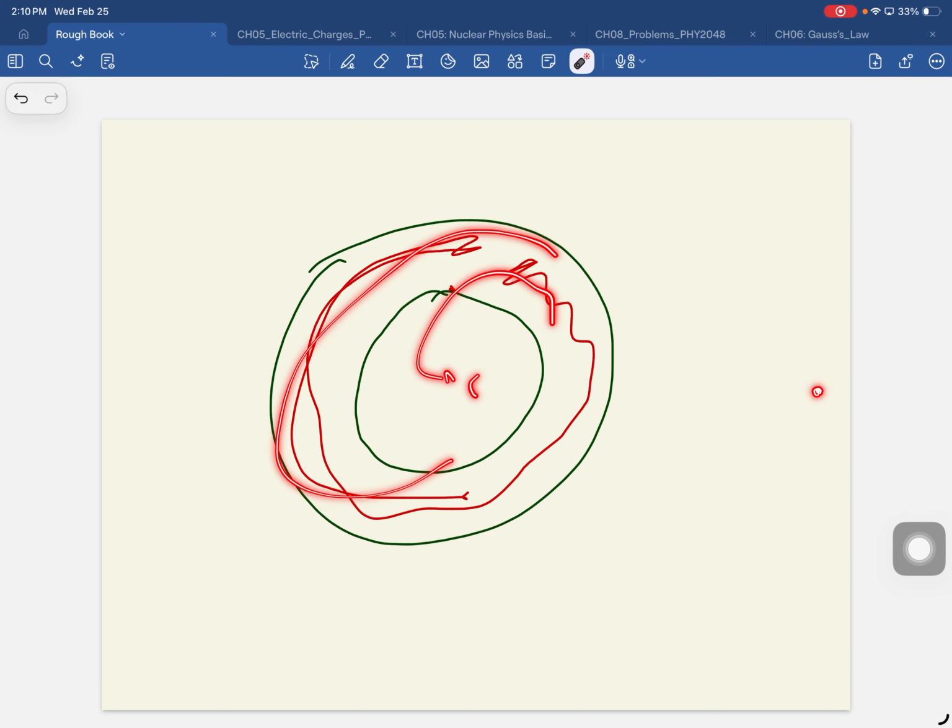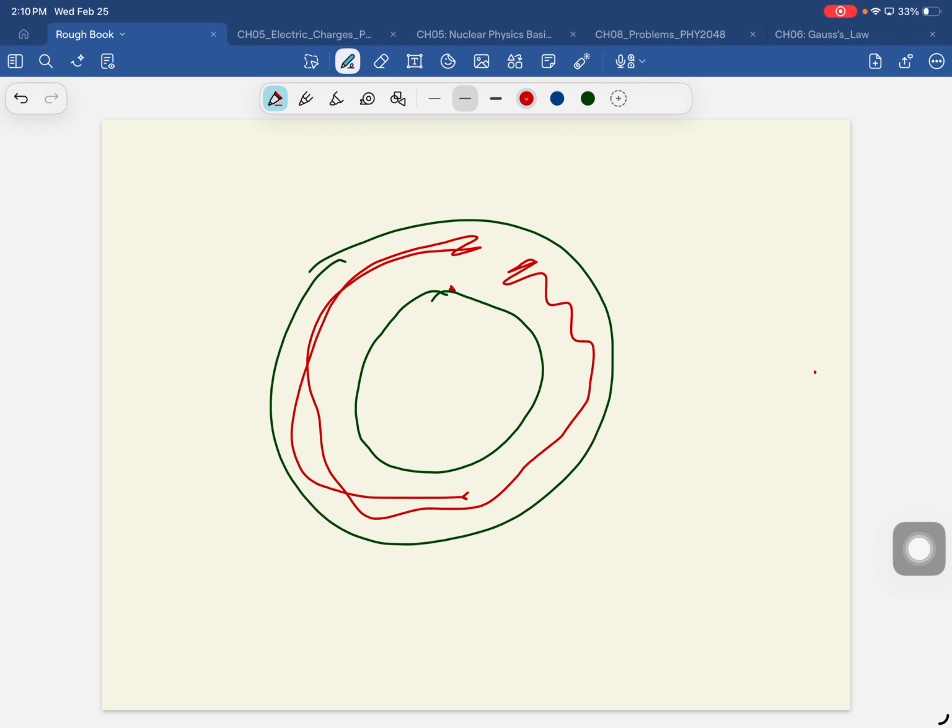The sides are contributing 0. Only these two faces contribute, and it's the electric field times the area. E times area plus E times area, that's 2 times E times area. And that's equal to the charge inside. The charge inside is the surface charge density, that's what sigma is, times the area, divided by epsilon naught.